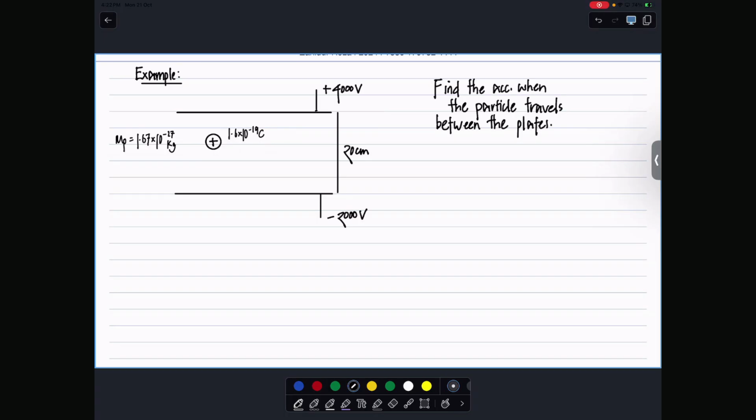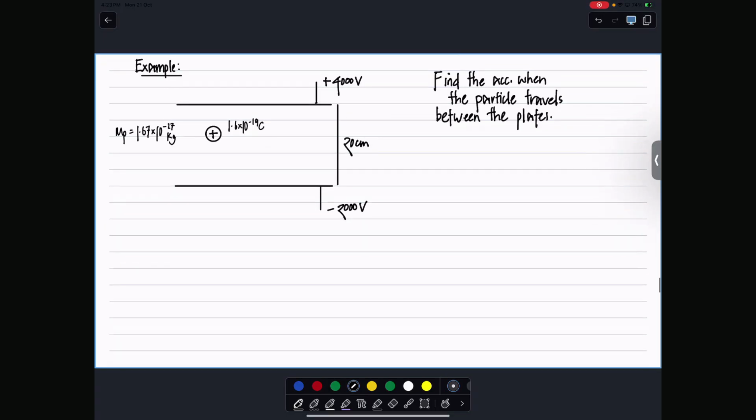It's super easy. I just want you to be familiar with the equation. It's like a prerequisite to something else. So find the acceleration when the particle travels between the plates.